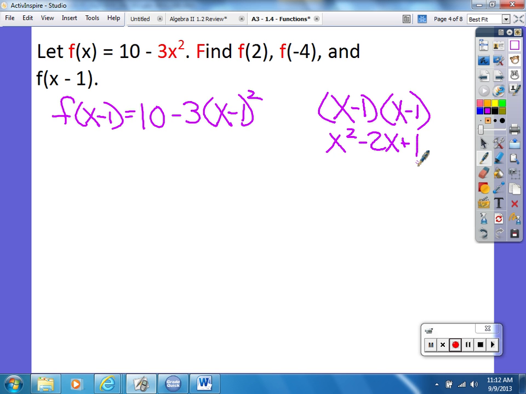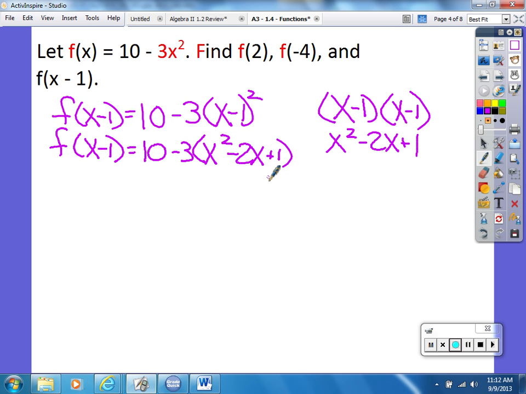So now I'm going to plug that in. f of x minus 1 is equal to 10 minus 3 times x squared minus 2x plus 1. Go ahead and distribute that negative 3 now and combine it with the 10.